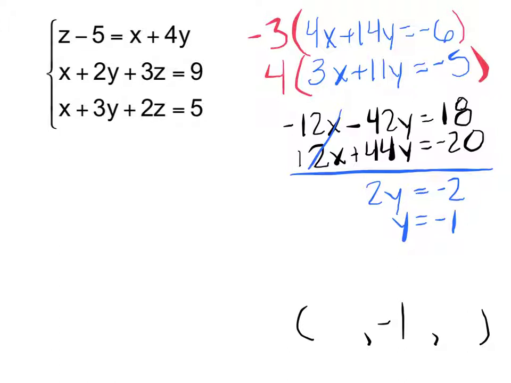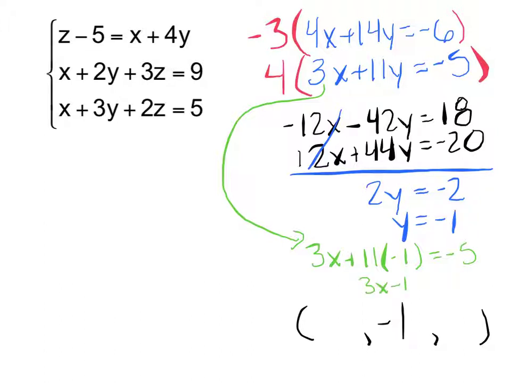So we have y, but we need x and z. I'm going to use one of our two variable equations to find x. That'll be a little bit simpler. Doesn't matter which one you use. I'm going to choose to use that one with the 3. So 3x plus 11 times y, which is negative 1, equals negative 5. 3x minus 11 equals negative 5.